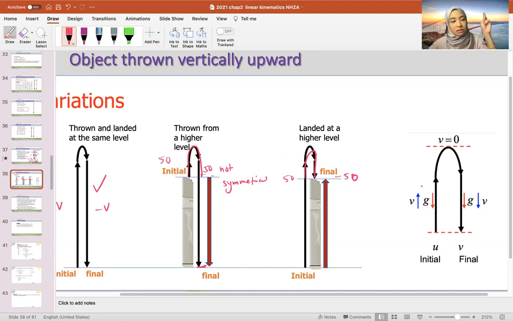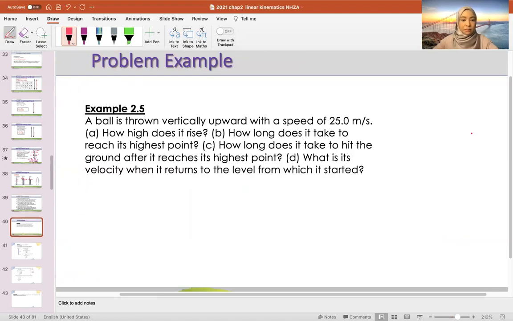Okay, going up, velocity is positive. Going down, velocity is negative. Your g is always negative, and at the maximum height, your v is equal to 0. Okay, so let's try an example.